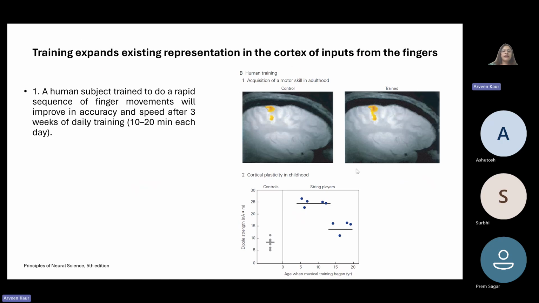Also, similar results were found in adult humans, right? So, when human training was done, in which there was an acquisition of a motor skill in adulthood, this is the control, this is the trained person. A human subject was trained to do a rapid sequence of finger movements, which improved accuracy and speed after 3 weeks of daily training, right?